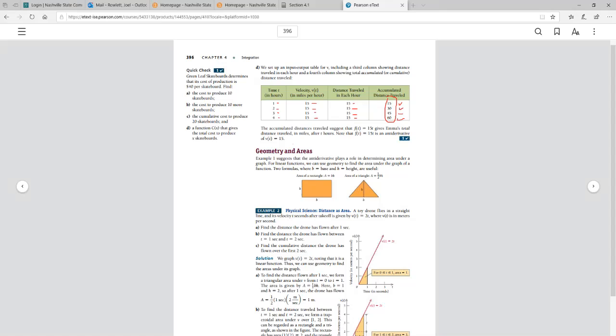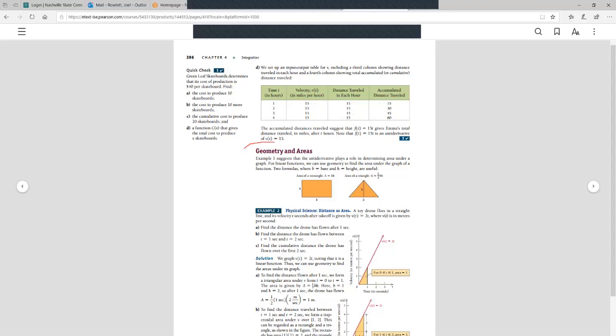So the accumulated distances traveled suggest that f of t is equal to 15t. That would give you Emma's total distance traveled. And that's true. 15 times t would give you the total distance traveled, because remember, distance is equal to rate times the time, and we know that the rate is 15. So you tell me how long she traveled, and I will multiply that by 15. For example, if she had only traveled 3 hours, 3 times 15, her total distance would have been 45 miles.